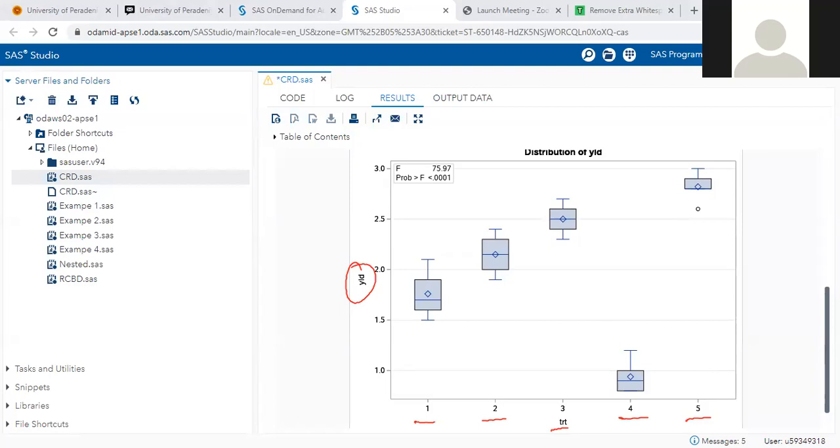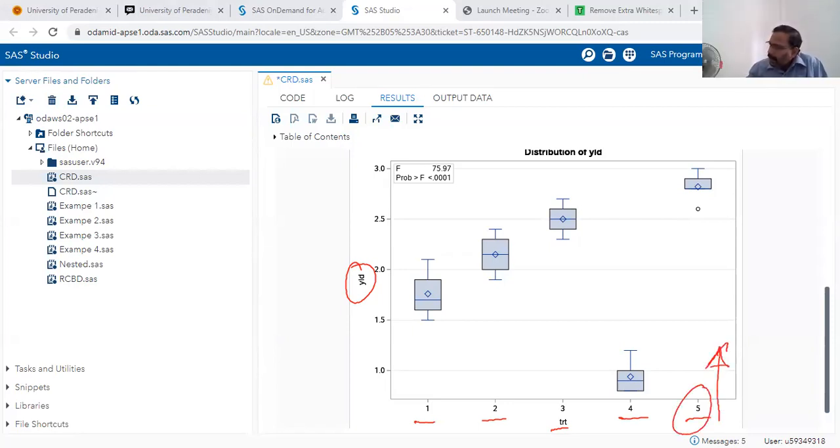Yes. Fifth one. Which treatment is giving high yield? Fifth treatment, yes, good. So the fifth treatment is the one which is giving high yield.